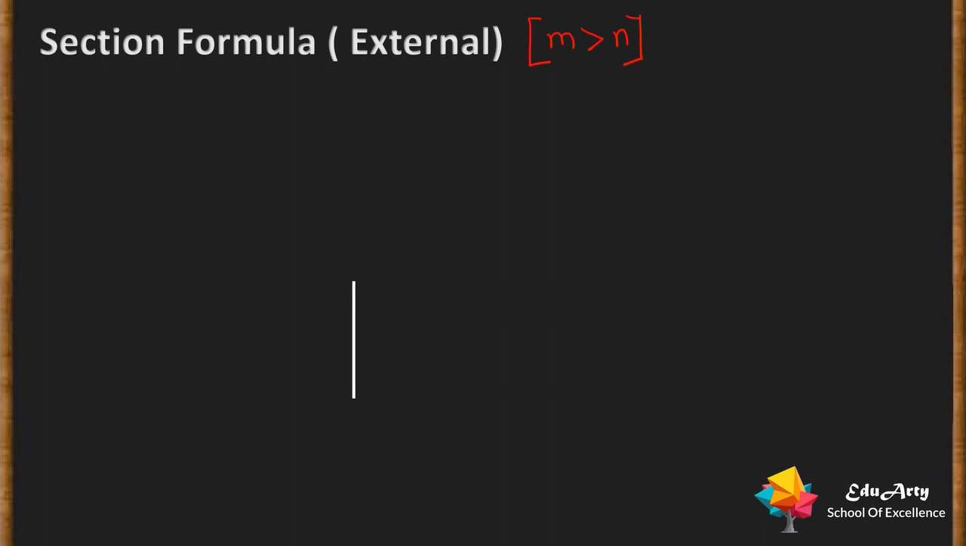Suppose we have this point, say P and Q. Okay, this is P and this is Q. Now, there is one point which is lying outside P and Q, and let us say this is our point R.